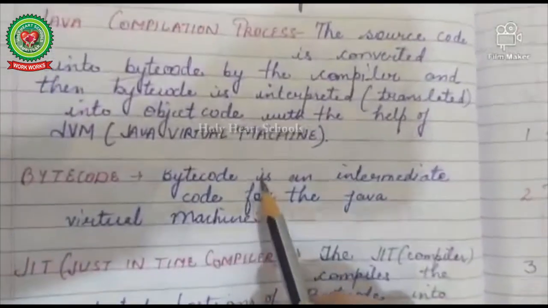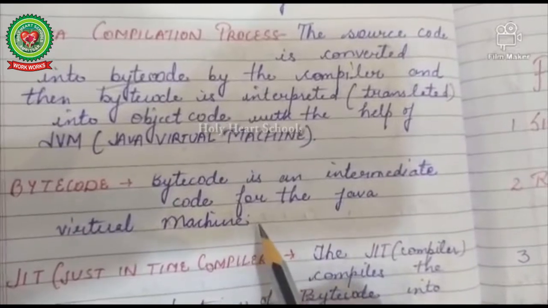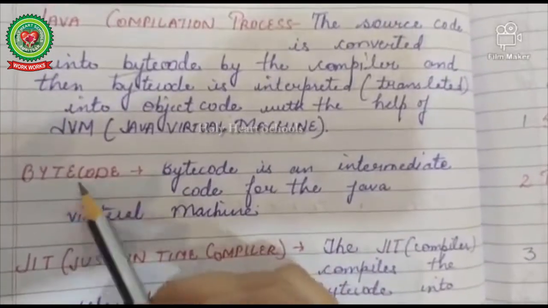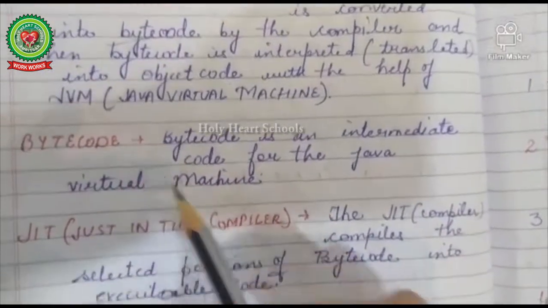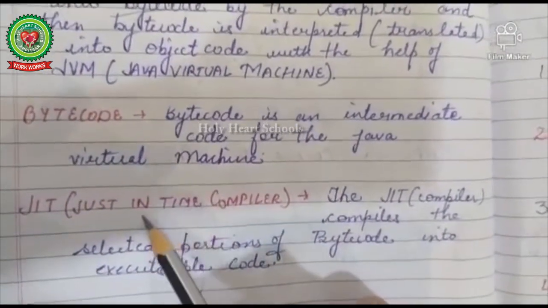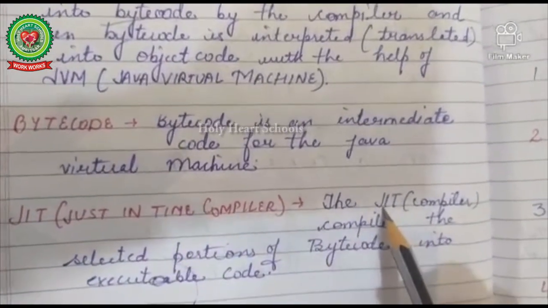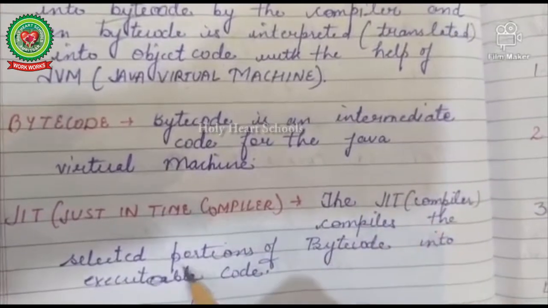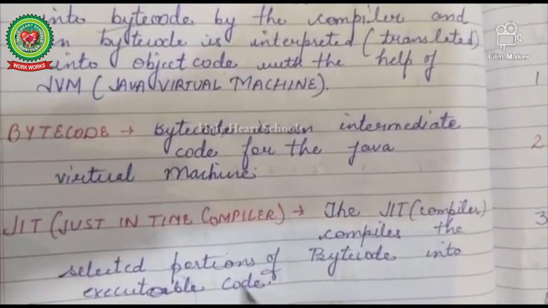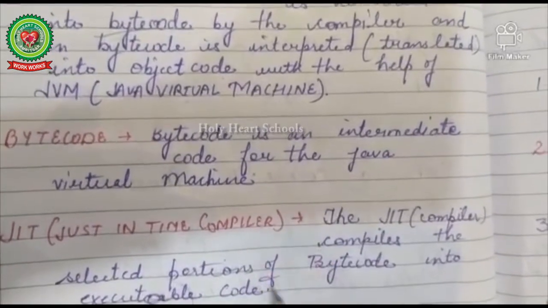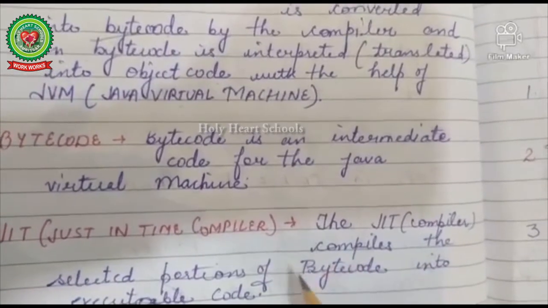So what is bytecode? Bytecode is an intermediate code for the Java virtual machine. Now, when we are converting our program into bytecode, we will need one more term, more processor, that is the just-in-time compiler, that is JIT. This compiler converts the selected portion of the bytecode into executable code. Means one by one it translates our program.